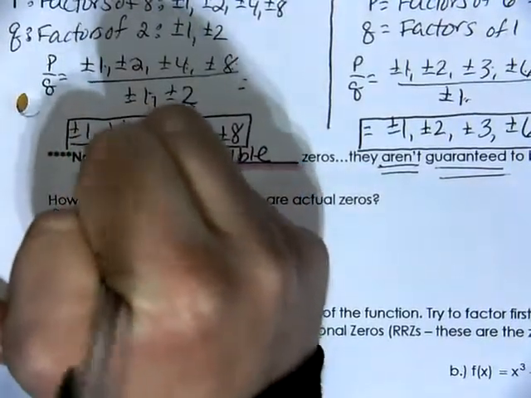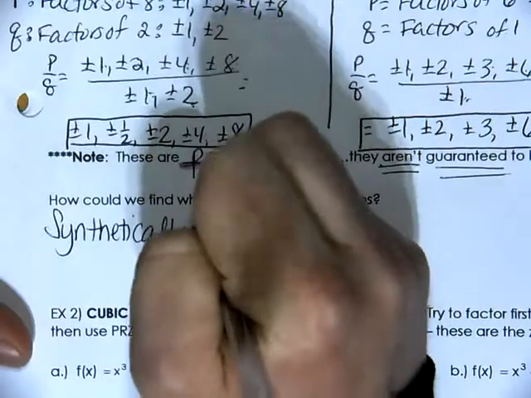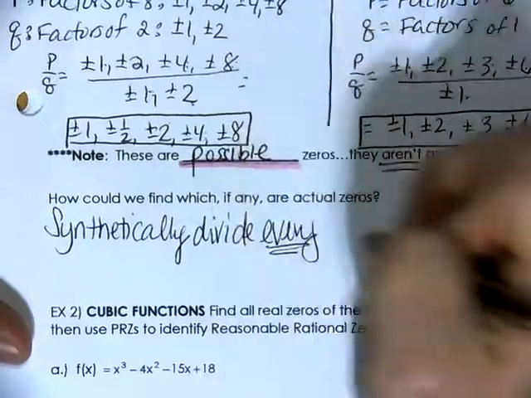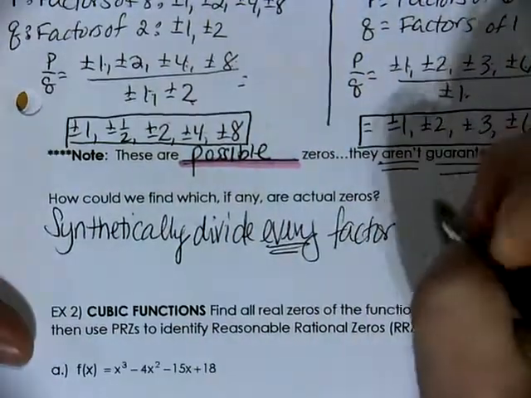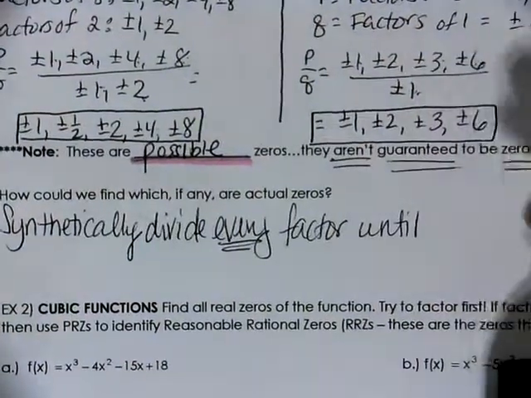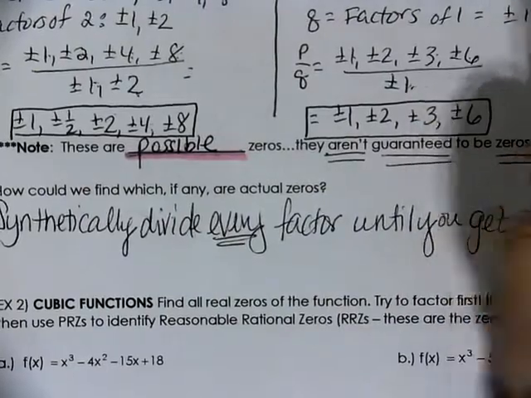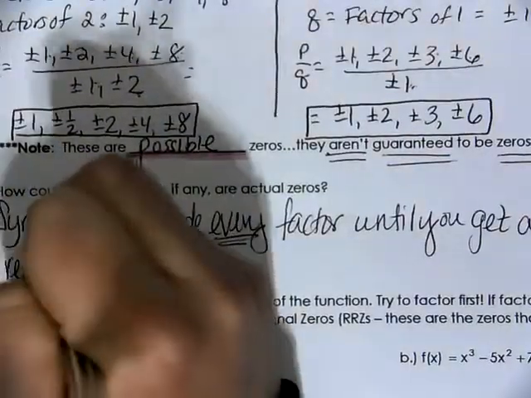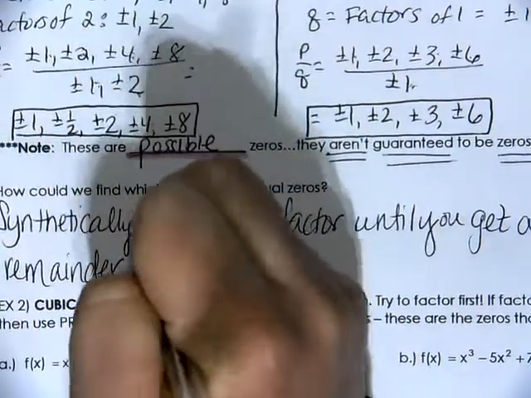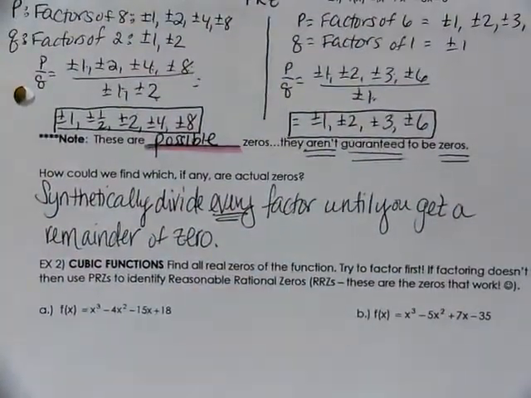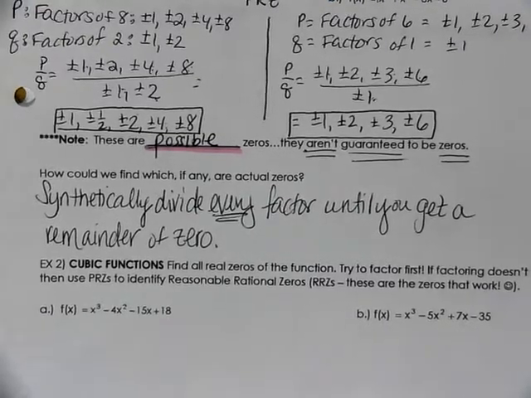synthetically divide every factor until you get a remainder of 0. Once you get a remainder of 0, then you know that factor actually worked. And then therefore you can follow the same steps that we did in our previous lessons where you would continue with factoring and then find the remaining zeros.